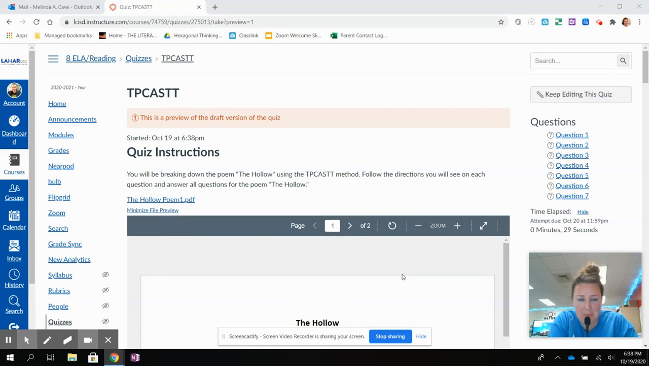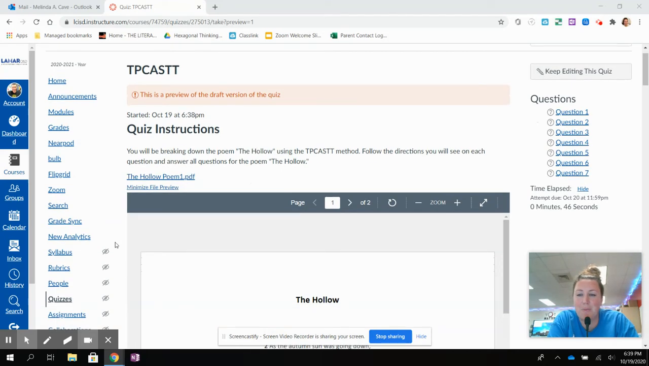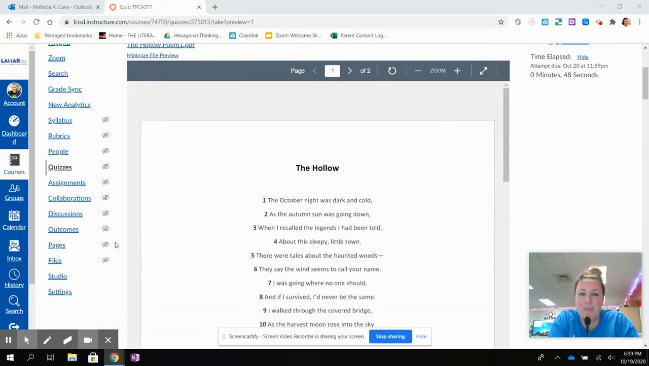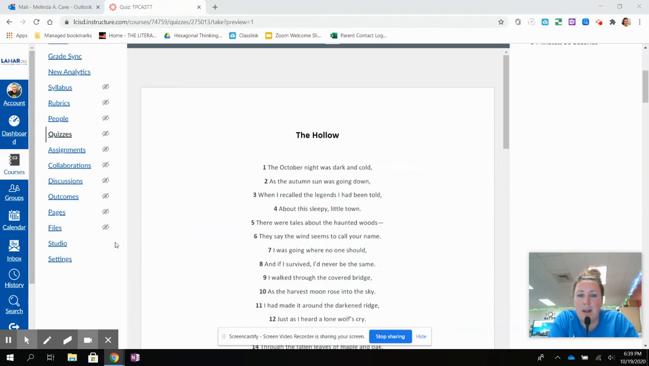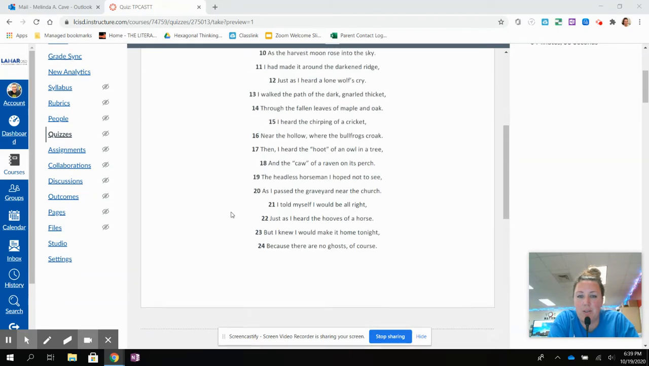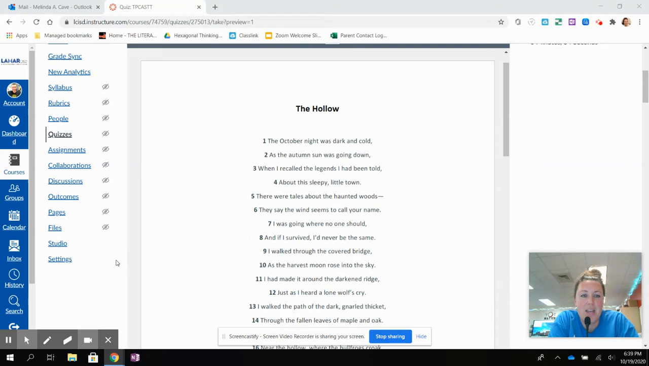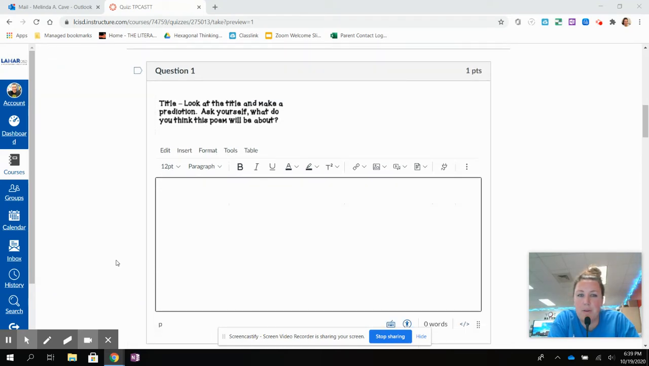So, first thing is, we're going to be using the poem, The Hollow, to break down and break apart. TPCASTT is a strategy that we would use when we need to break apart a poem. We're about to answer some questions on it, so we want to make sure we fully understand it. You'll notice that the poem is right below. We have The Hollow that you can look through. It's just that one page. And we're going to go down to our questions.